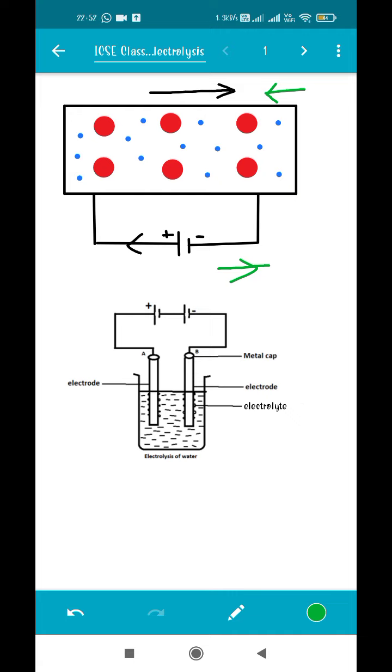But what happens in case of an electrolyte? So what is an electrolyte? Let us understand that first. Electrolytes are substances which, when dissolved in water or when present in the molten state, can allow electricity to pass through them.